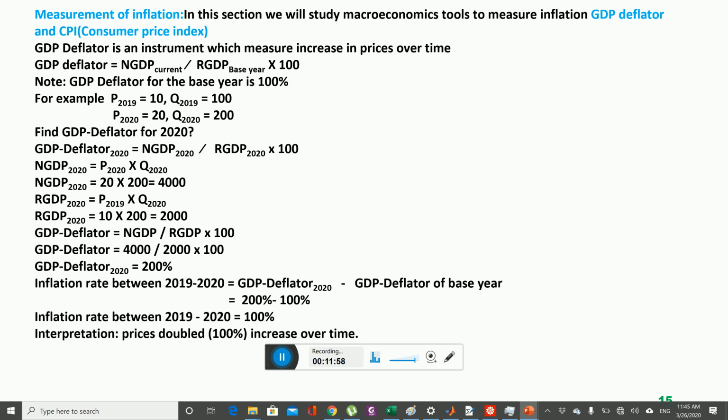It means between 2019 and 2020 the overall price level increased by 100%. 100% means prices are doubled. The interpretation is this: price is doubled, a 100% increase over time.